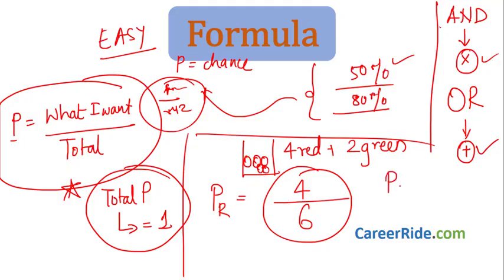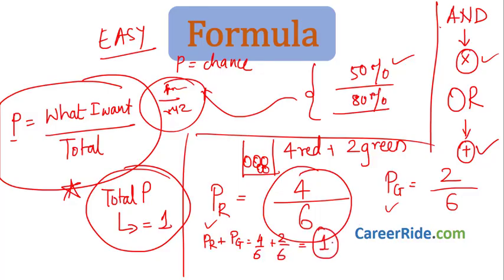Now what is the probability of selecting a green ball? How many green balls are there? 2. How many total balls are there? 6. So there are only 2 types of balls. So either we can pick up the red ball or we can pick up the green ball. So what is the total probability? Probability of picking the red ball plus probability of picking the green ball, that would be 4 by 6 plus 2 by 6, that would be 6 by 6, that is 1. So total probability is 1, right?